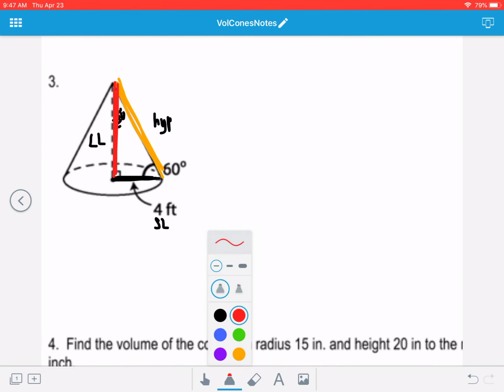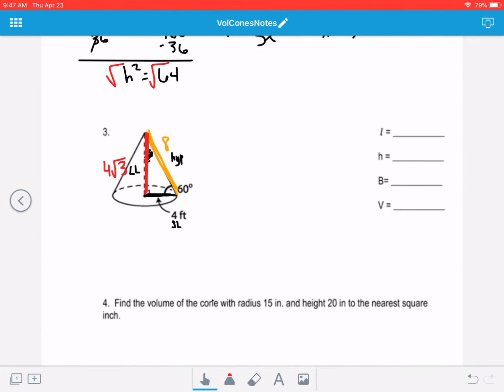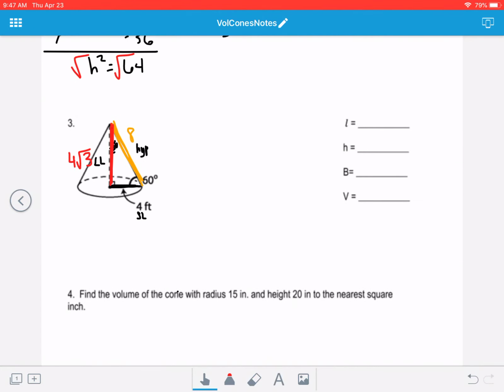This is nice since I know the short leg. The hypotenuse in a 30, 60, 90 equals the short leg times 2, so that's going to be 8. In a 30, 60, 90, the long leg is the short leg times the square root of 3, so the height is going to be 4 square root 3. Filling in my answers on the right side here: height, 4 square root 3. Slant height, 8.